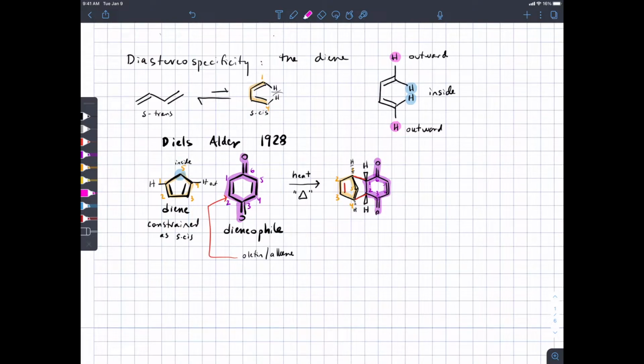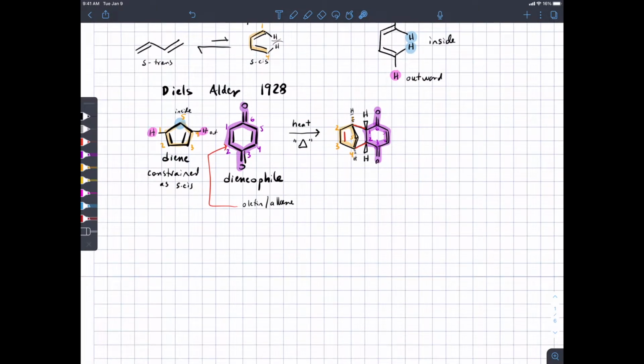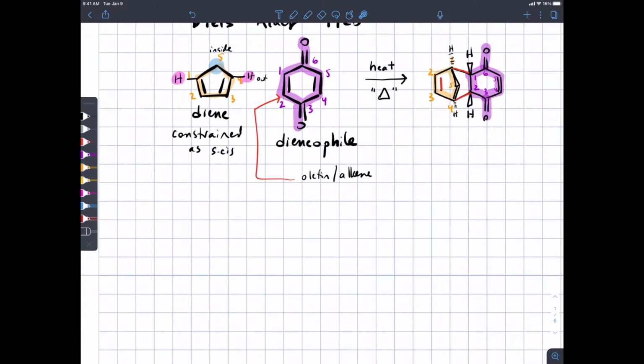And it's permanently constrained in the reactive conformation. However, there are still outward pointing substituents on the diene, and then again this inward pointing substituent, which is actually a substituent of both carbons 1 and 4. So we're now going to draw what we expect to happen as an olefin approaches this diene.